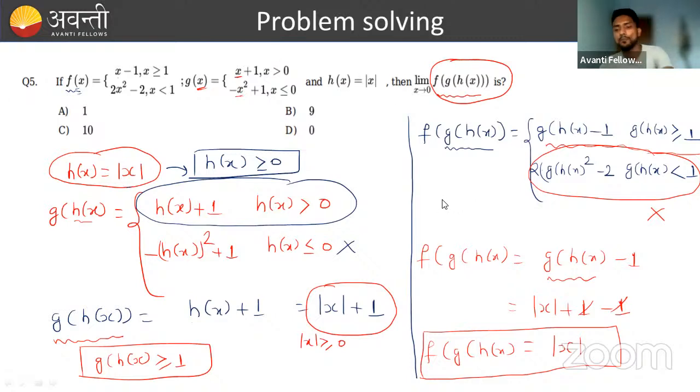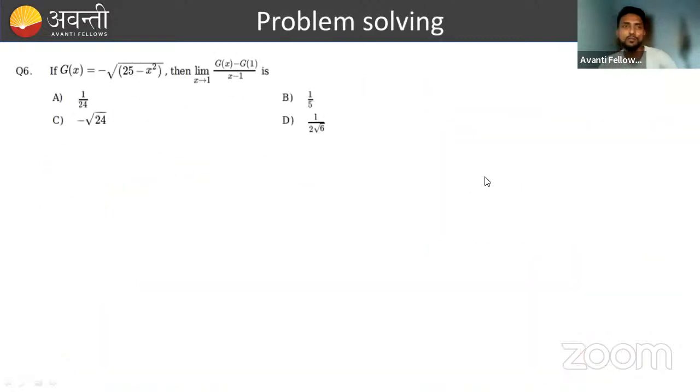Okay, so you just have to find the composite function and then you can find the limit. This question is also very easy. You have g of x given, and the limit as x tends to 1 of g of x minus g of 1 divided by x minus 1. I am not going to solve this question fully. I will just tell you g of 1.